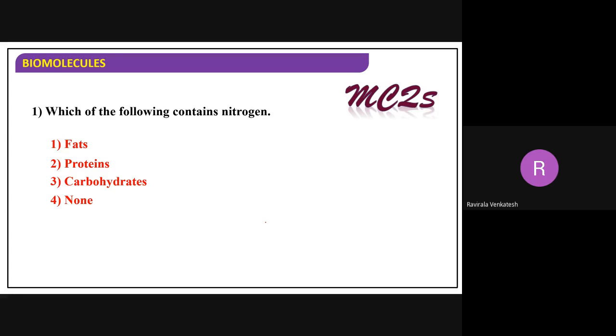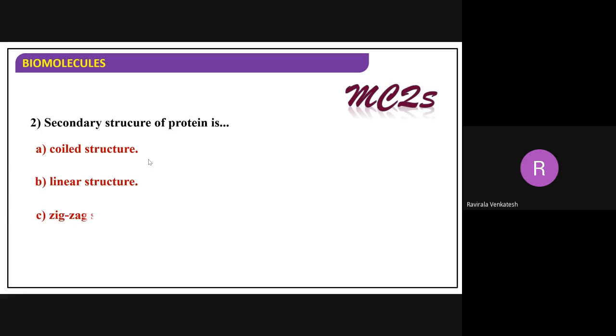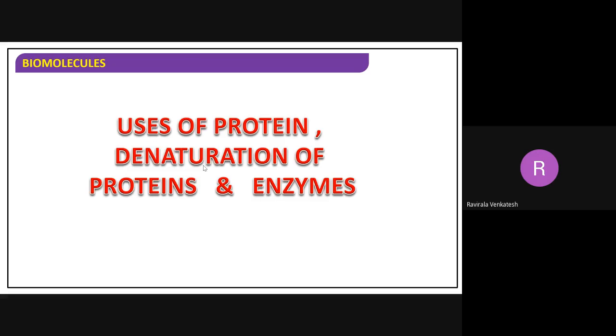Can anybody give an example of which of the following contains nitrogen? Proteins only, isn't it? Right. Secondary structure of protein is coiled, linear or zigzag structure? Coiled. Very good. This is very important.